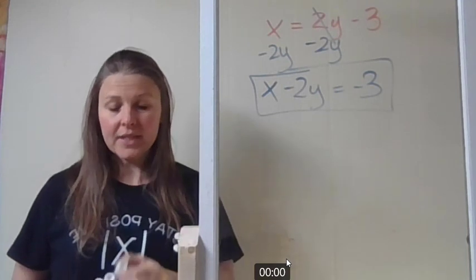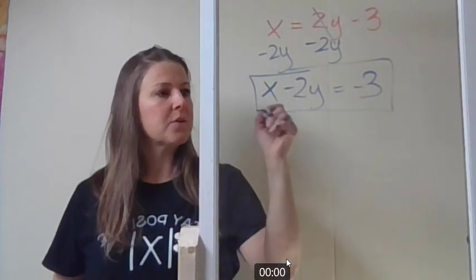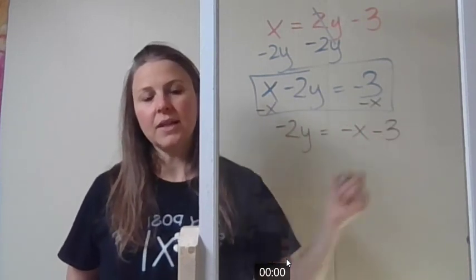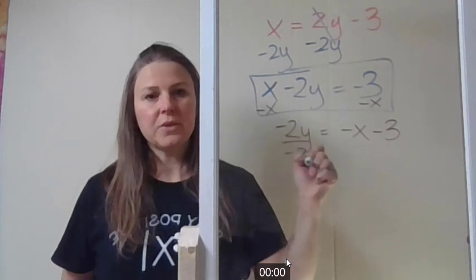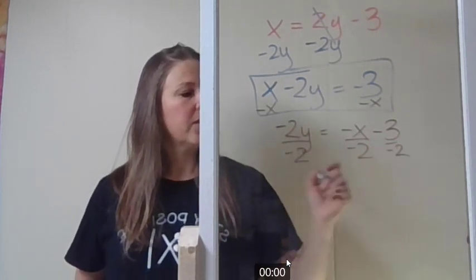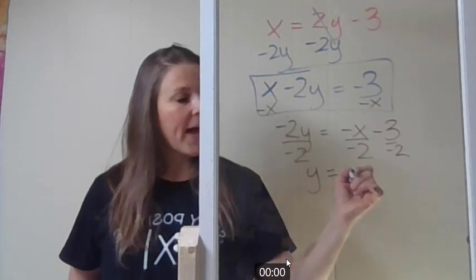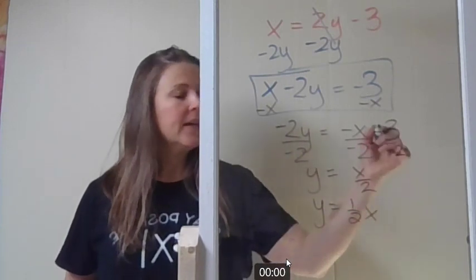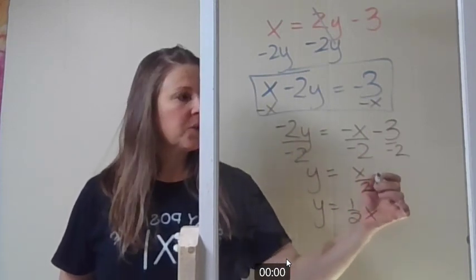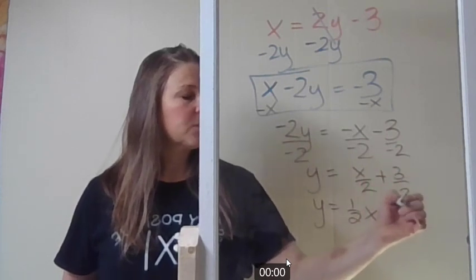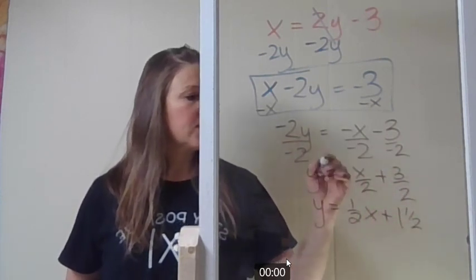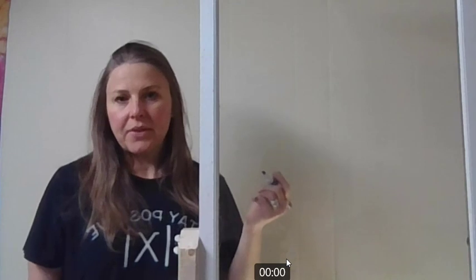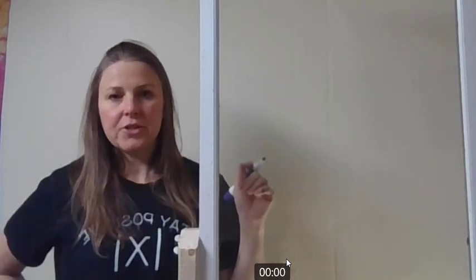Now to put that in y-intercept form, you're going to need to solve for y. So subtract x. So negative 2y equals negative x minus 3. And then divide everything by negative 2 to get the y alone. So y equals x over 2. That's the same thing as 1/2 x. You could write that either way. And then negative 3 over negative 2 is positive 3/2, which is the same thing as 1/2. So this is the same as this. Either one's great.